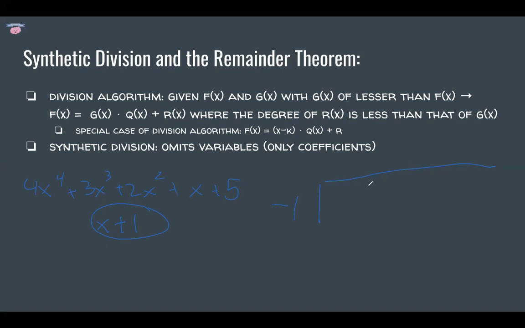So you put -1 up here. 4, 3, 2, 1, 5. Those are our coefficients. Bring the 4 down. -4, you add them up, -1, 1, 3, -3, -2, 2, 7. Hey, that looks pretty nice, doesn't it?